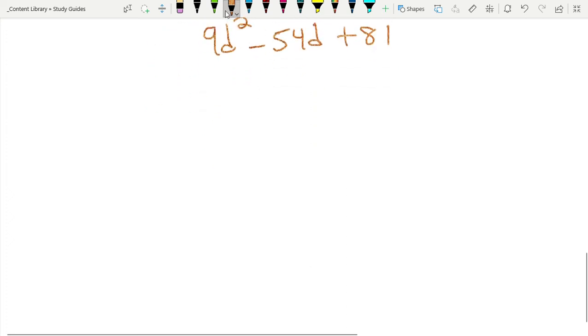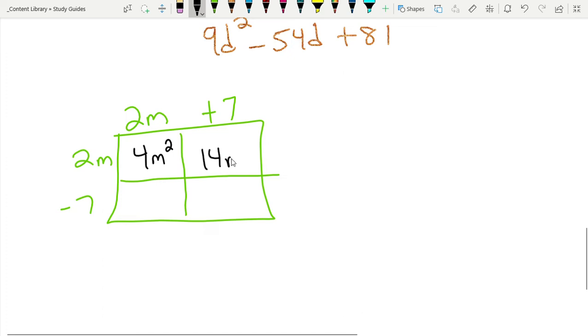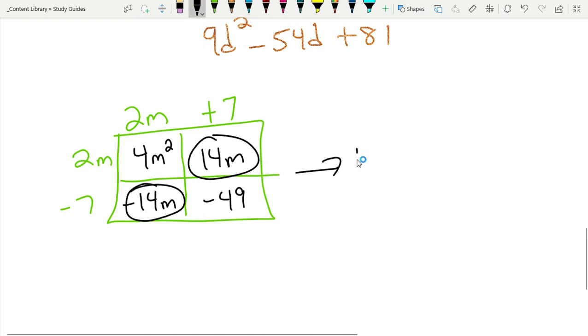Number 7, back to another box, (2m + 7)(2m - 7). So 2m plus 7, 2m minus 7. 2m times 2m is 4m squared. 2m times 7 is 14m. 2m and negative 7 is negative 14m. Negative 7 and 7 is negative 49. Well, this time when you combine your like terms, they cancel out. So you're left with 4m squared minus 49.